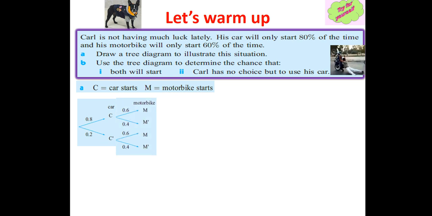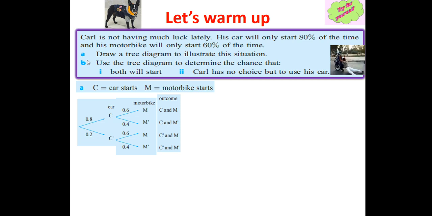And then for motorbike, you can have motorbike starts, motorbike does not start. Motorbike starts, the complement is motorbike does not start. And it's 60% it starts, so 0.6, 0.4, 0.6, 0.4. So we've made a tree diagram to illustrate the situation. You also have your outcomes: C and M, C and M dash, C dash M, C dash M dash. On top of that, you have your probabilities that you can use to answer B.